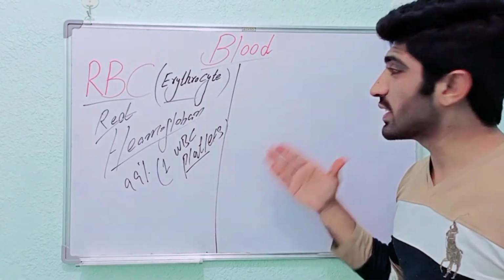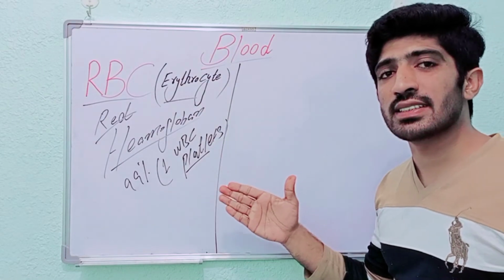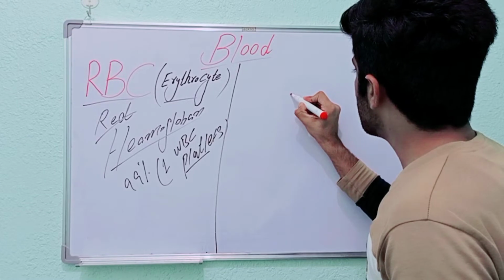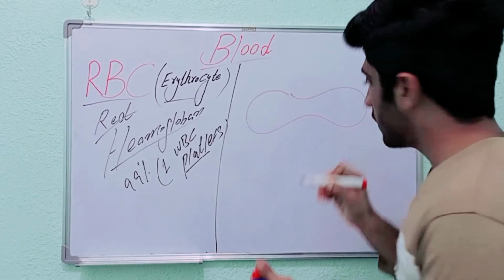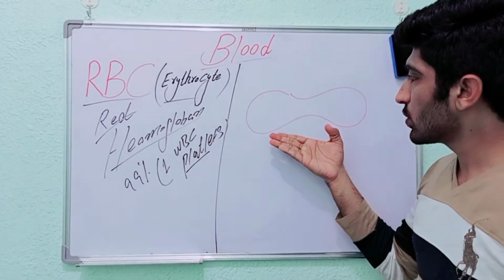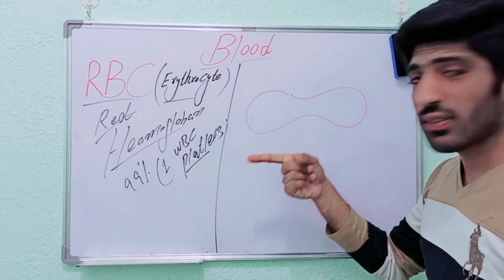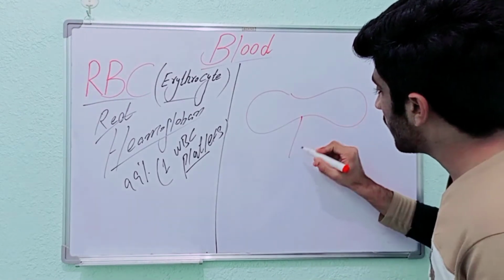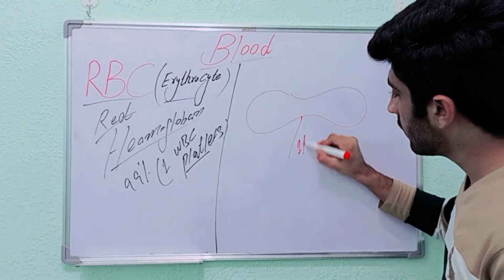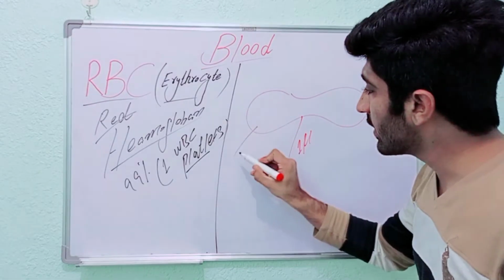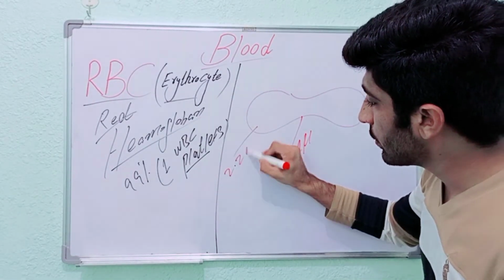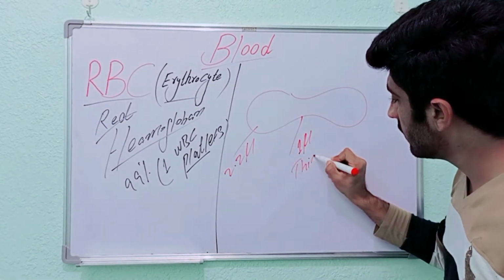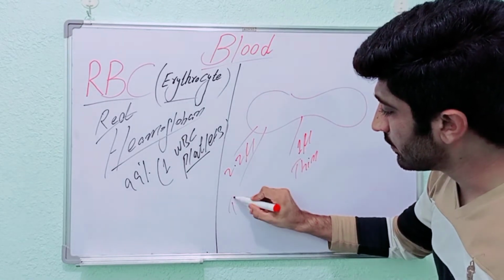Students, if we talk about the shape of RBCs, the shape of RBC is biconcave. For example, I draw the shape of RBCs here. This is the biconcave shape. So RBCs are like that. If we say this is one RBC, then from the center the diameter of RBC is 1 micron, and from the periphery the diameter of RBC is 2.2 micron. From the center they are thin, and on the periphery they are thick.